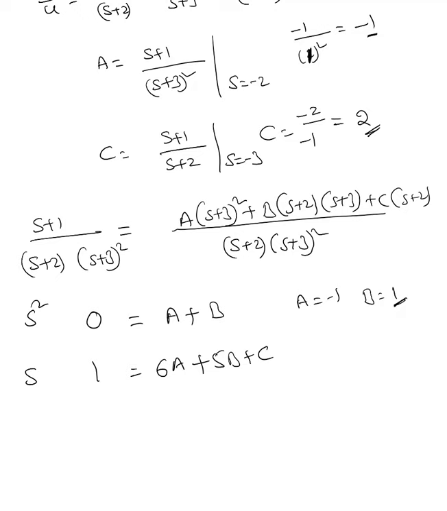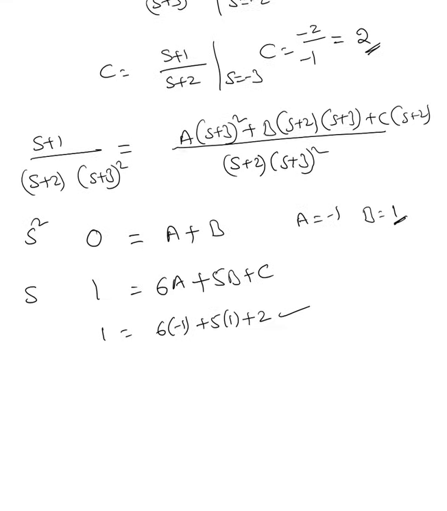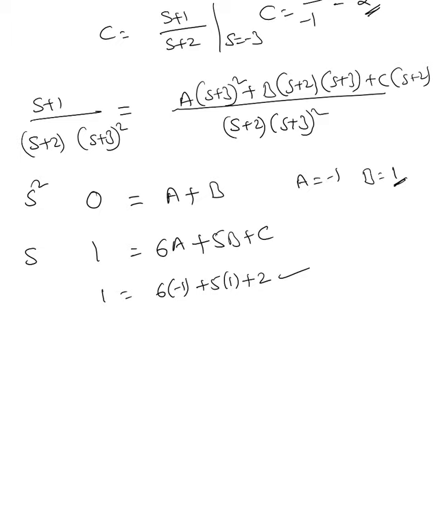So if you substitute all those values to just verify, 1 equal to 6 times -1 plus 5 times 1 plus 2, is that right? So -6 plus 5, which is -1, plus 2, 1 equal to 1. You can clearly see that. You don't need to do that, I just want to verify it.